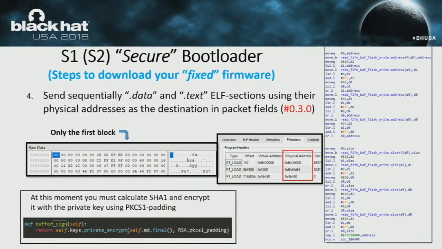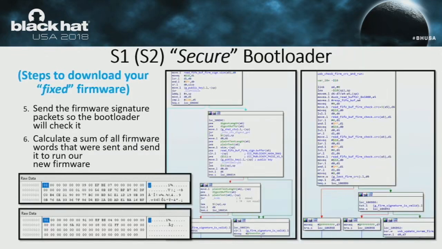The next action we need to perform is to send the data and text sections sequentially, specifying physical addresses and size for every block in the packet header. Here are the problems we encountered. You cannot just write a changed block. You must write the whole firmware sequentially. Also, you can't specify virtual addresses here. You have to specify the physical ones.